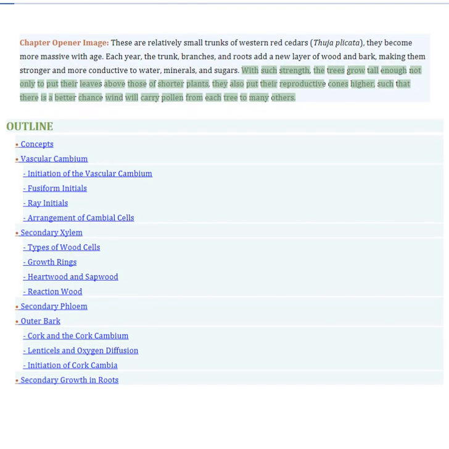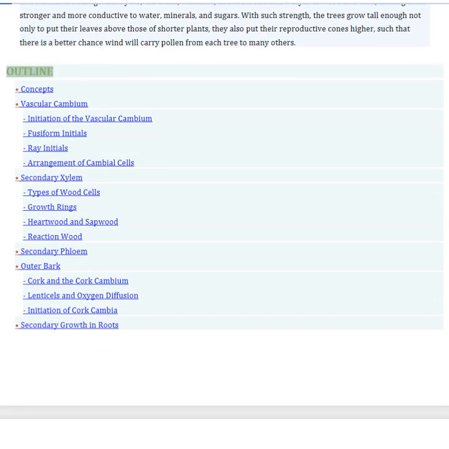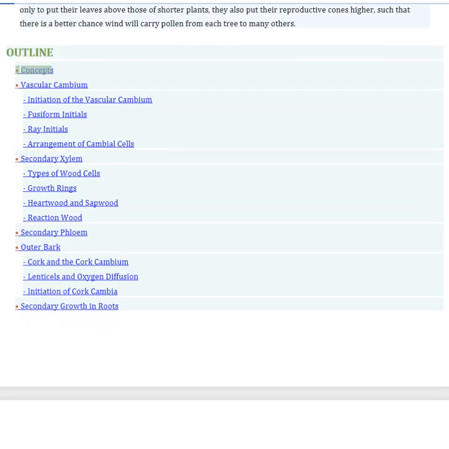With such strength, the trees grow tall enough not only to put their leaves above those of shorter plants, they also put their reproductive cones higher, such that there is a better chance wind will carry pollen from each tree to many others. Outline. Concepts.